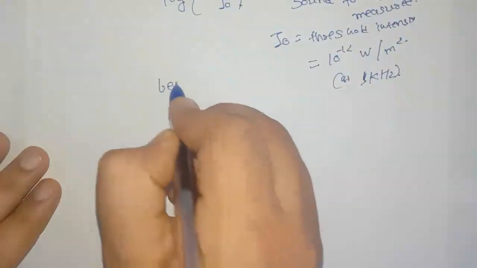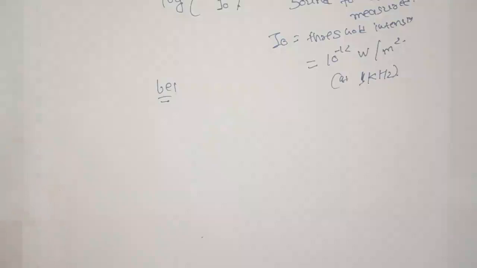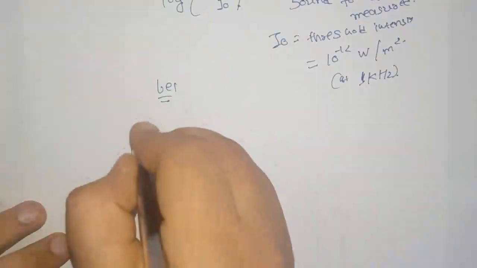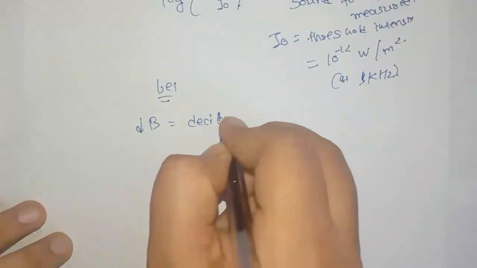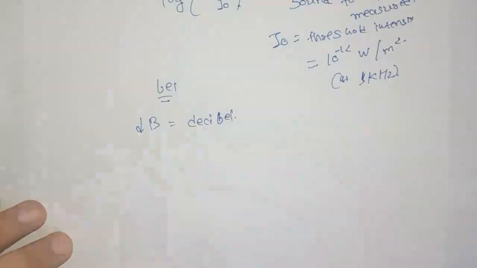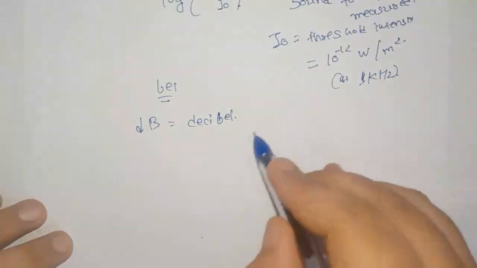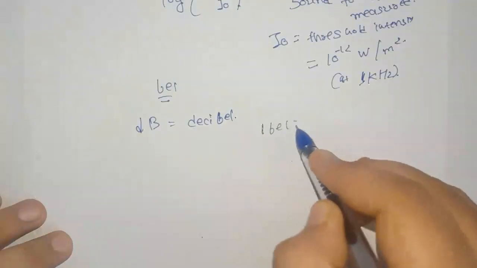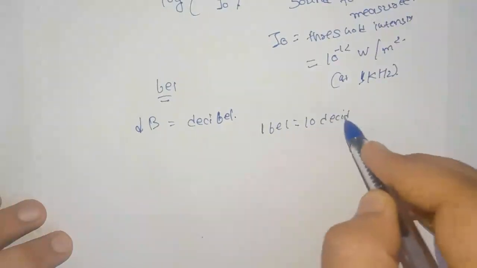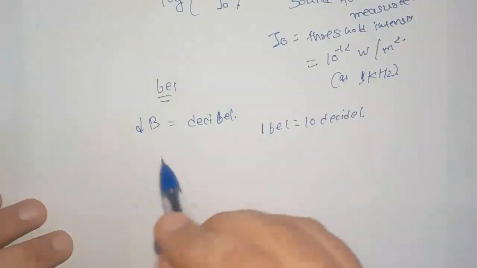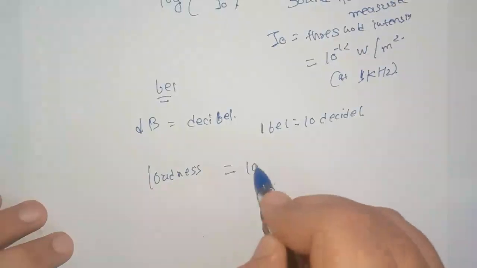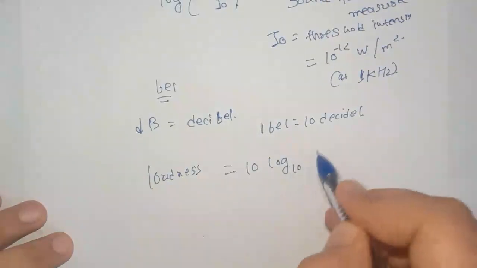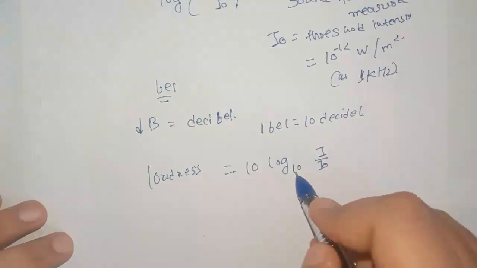Now let us see some points about this loudness. The bell is very large unit, so it is more commonly represented as decibel, dB. So 1 bell is equal to 10 decibel. So the loudness in decibel will be 10 log of I by I naught base 10.